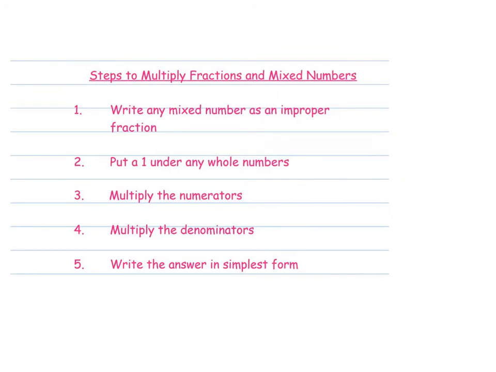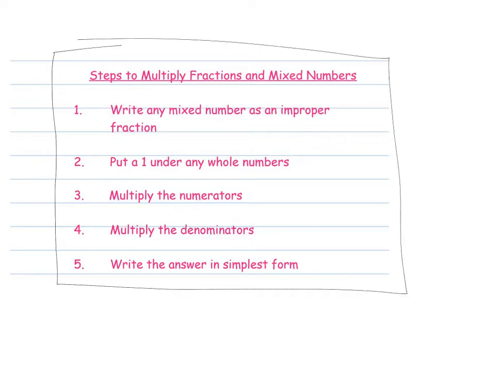Multiplying fractions and mixed numbers. These would be fabulous steps to pause and write down in your notebook. First of all, we need to change mixed numbers to improper fractions. If we have a whole number, we need to put a 1 under it to make it a fraction. Multiply the numerators, multiply the denominators, and then, as always, put it in simplest form. Notice that it does not say we need a common denominator because we don't when we multiply fractions.